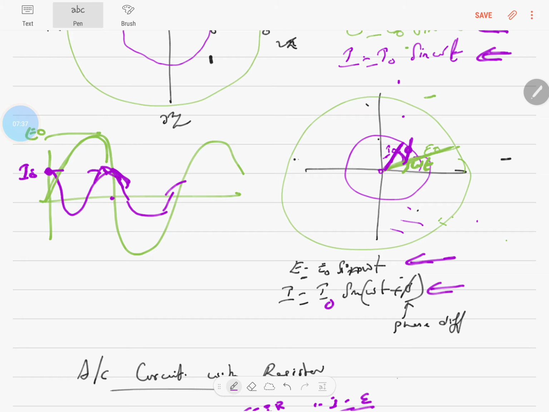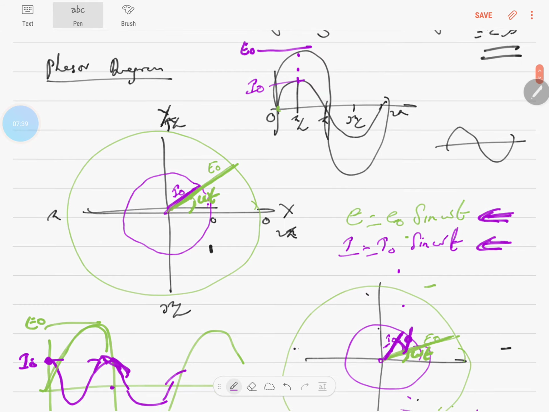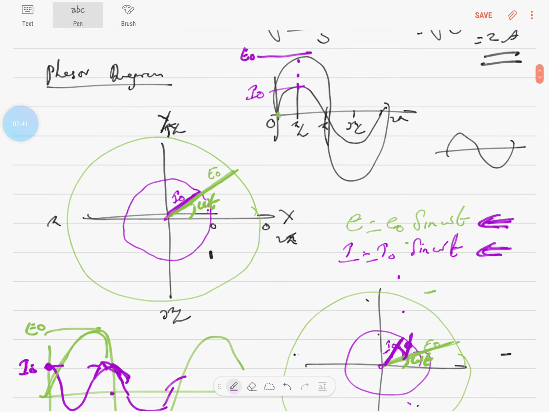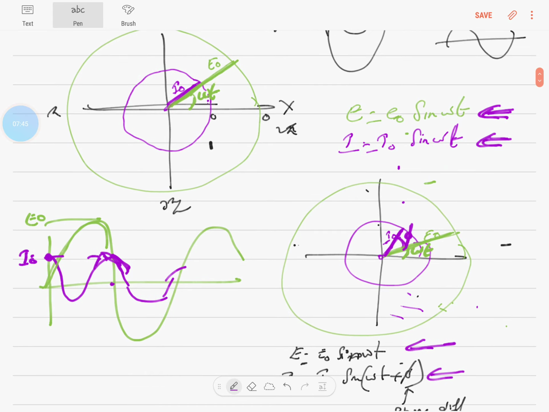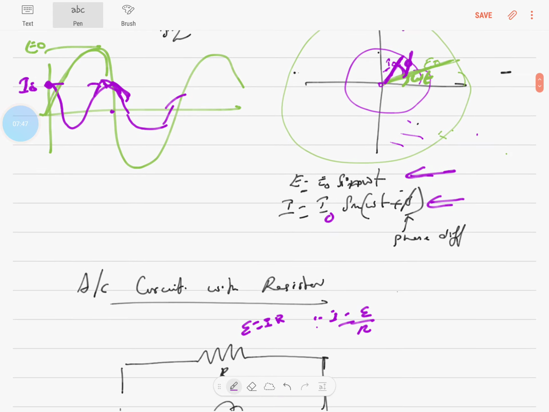So you understand how we represent the EMF. The current can be ahead of the EMF, or even lagging behind the EMF, or in the same phase, and how the phasor diagram is drawn.